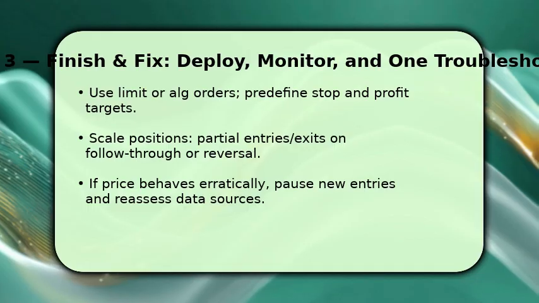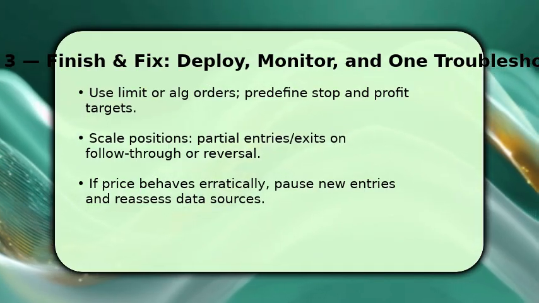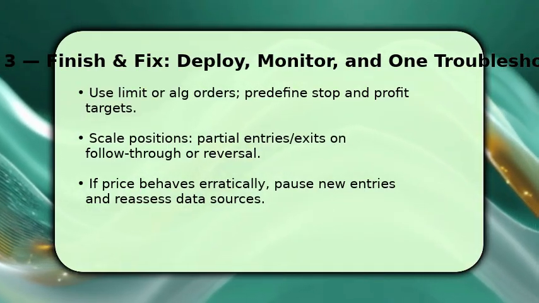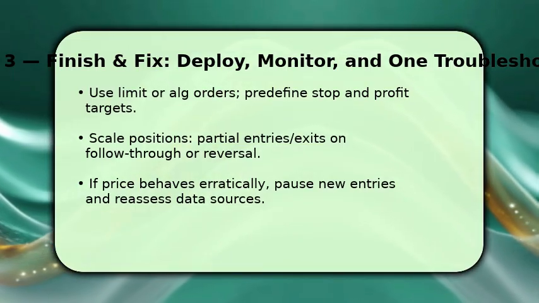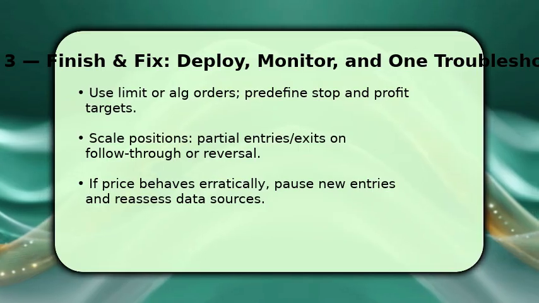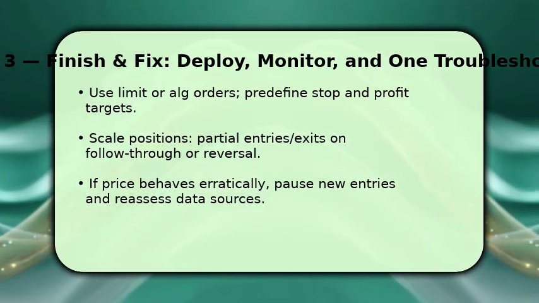If you see erratic price action or contradictory data, pause new entries, check your news feed latency and filters, and only resume after fixing the source. This single troubleshooting step avoids repeated losses.